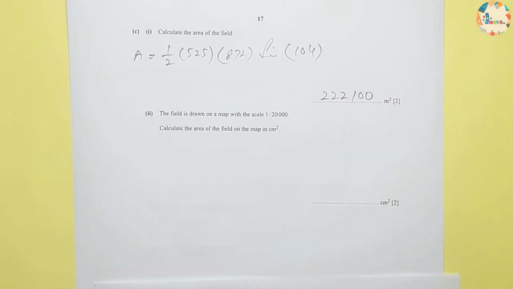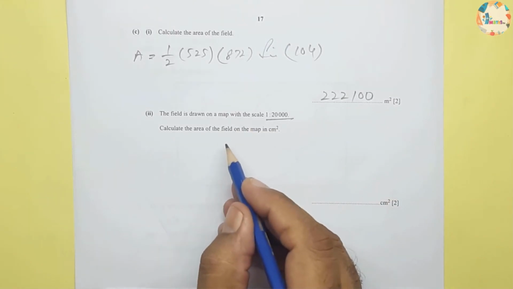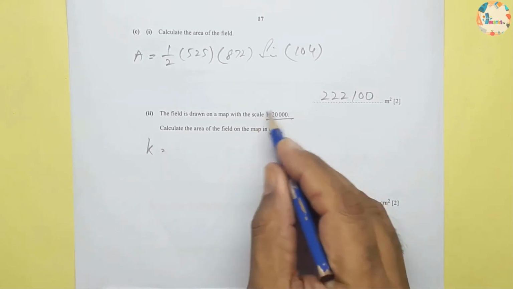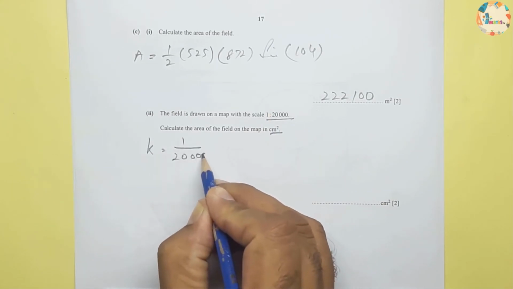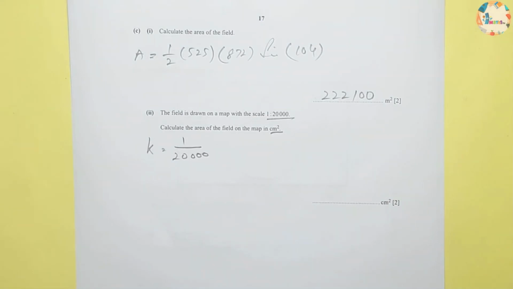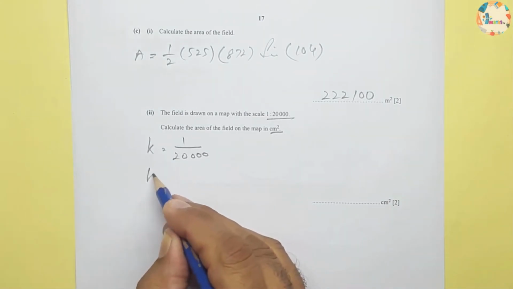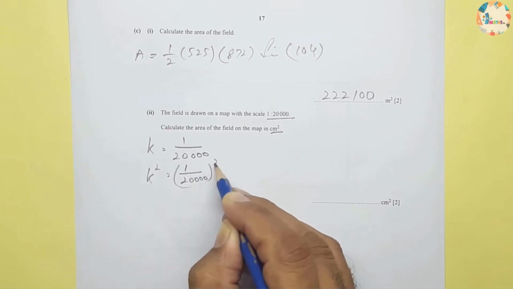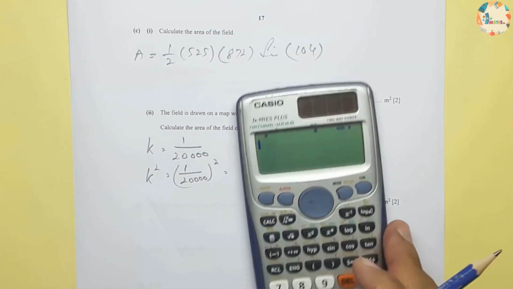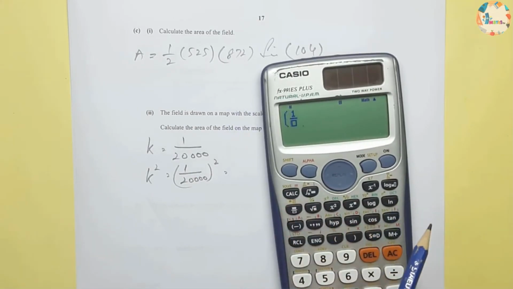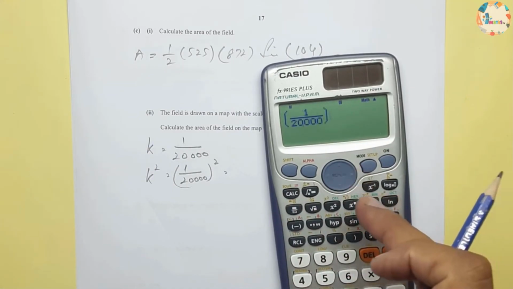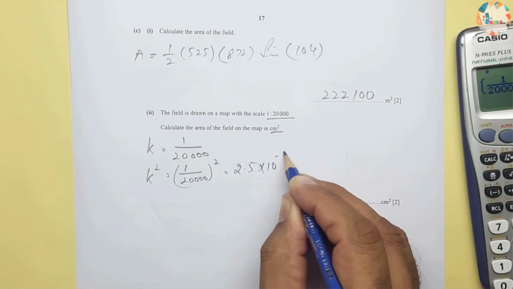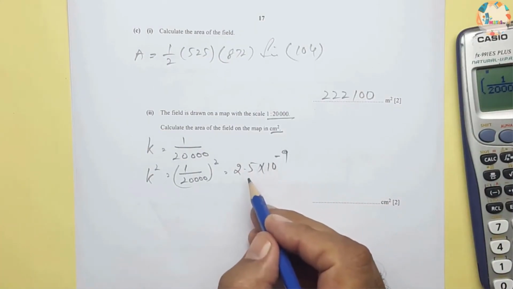The field is drawn on a map with the scale. This is the scale. Calculate the area of the field on the map in centimeter squares. So K value will be 1 over 20000. This will be the conversion factor or scale factor. And for area, we will be looking for K square, which is 1 over 20000 squared. We can check how much this value is. So 1 divided by 20000, bracket close and square, will be equal to 2.5 into 10 raised to the power minus 9.